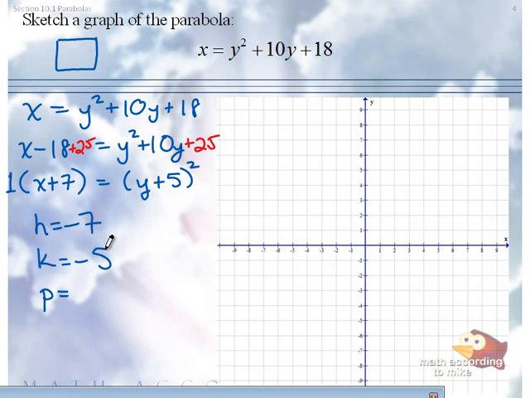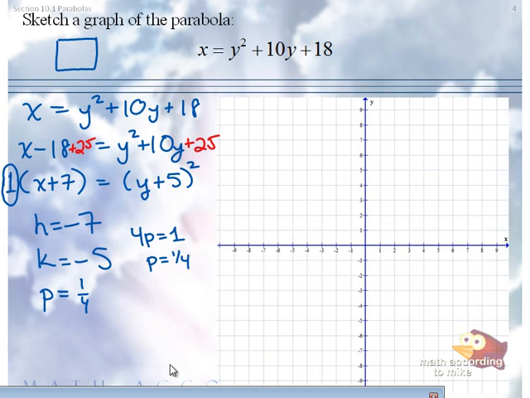What is p equal to? Very good, 1/4. The coefficient of the linear side is 4p. So if 4p equals 1, that means p is 1/4. Squares on the y, p is positive. What direction is it going to open to? To the right. Very good. Squares on the y mean it's horizontal. P is positive, open to the right.